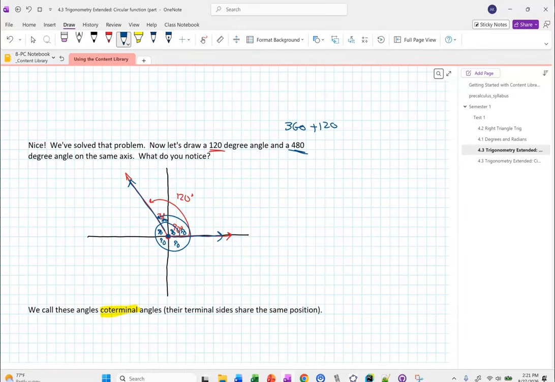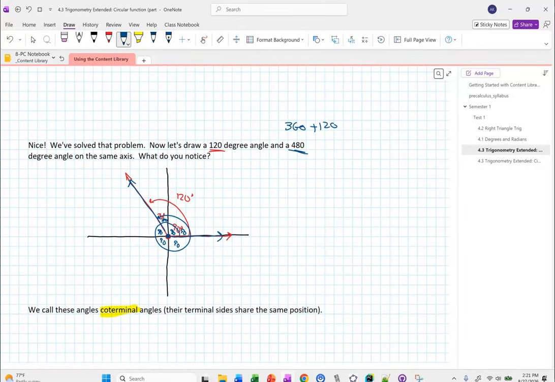So if I wanted another angle that was coterminal to 120, what could I do? Instead of going around just one time, I could go around 2 times, or 3, or 4, or 5. And how many angles are going to be coterminal to 120?